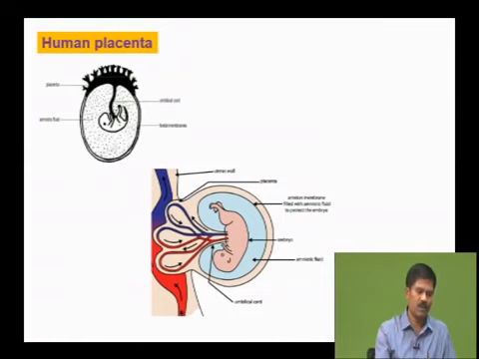materials. This structure we call placenta. So placenta is formed from both the tissues of the fetus as well as the mother.